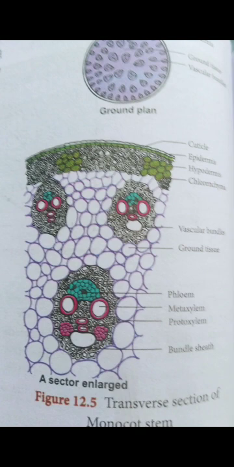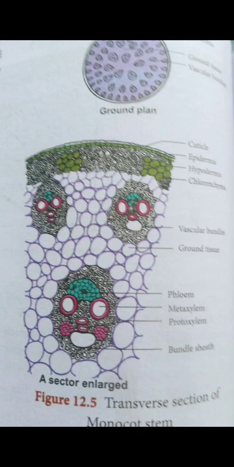Okay, so it has many layers. One is epidermis, hypodermis, ground tissue, vascular bundle, and pith. Okay, so let us see one by one. First we'll see the epidermis.